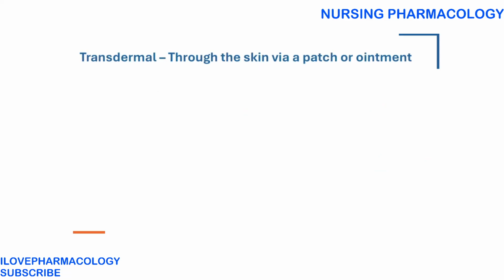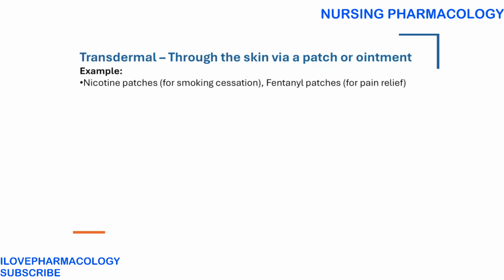So next, coming to the transdermal route, where the drug is given through the skin in the form of patches or ointments. So the example is the nicotine patch or the fentanyl patch, or you have a hyoscine patch, hyoscine, or it is also called as scopolamine. So it is used for motion sickness.